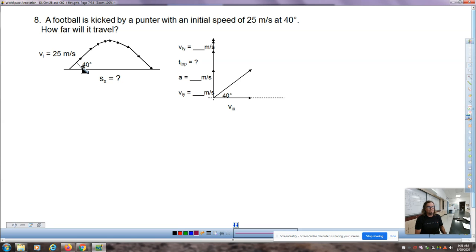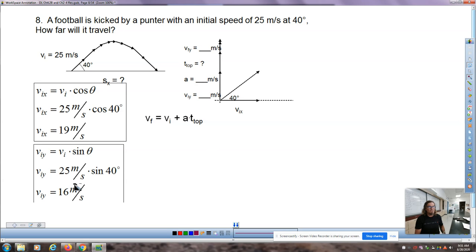All right, so break that up into its X and Y components, whatever angle you get. Once you get the X and Y components, then we know that the money question, how far it goes, is going to use the 19, and then it's going to times it by the total time. So I need to know the total time. I don't have a way to find the total time, but I have a way to find the time at the top, and then I'll just double that. So now we're going to plug in the 16, not the 19.